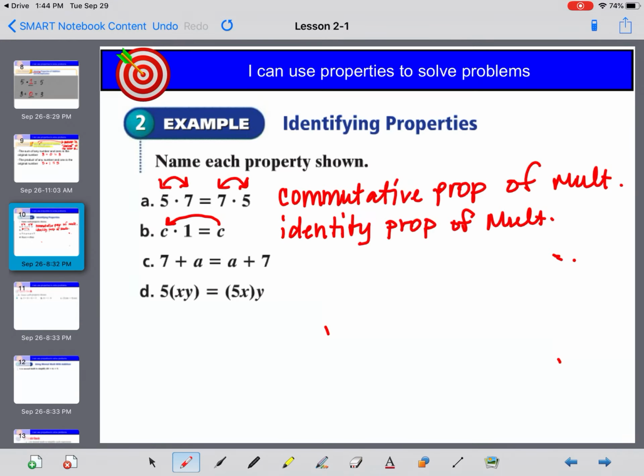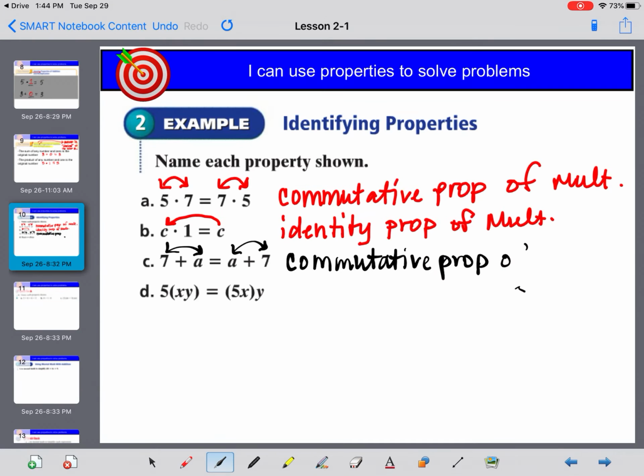Letter C, 7 plus A equals A plus 7. Well, we learned that A is a variable and A represents an unknown number. So 7 plus a number, and then I switch the order here. Switching the order indicates the commutative property of, and this time I'm going to name addition. Good. So remember, commutative property, switch order.